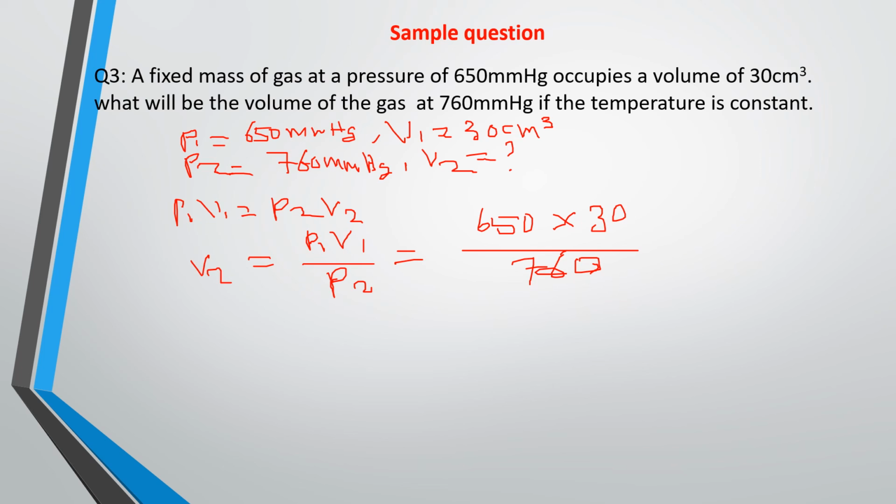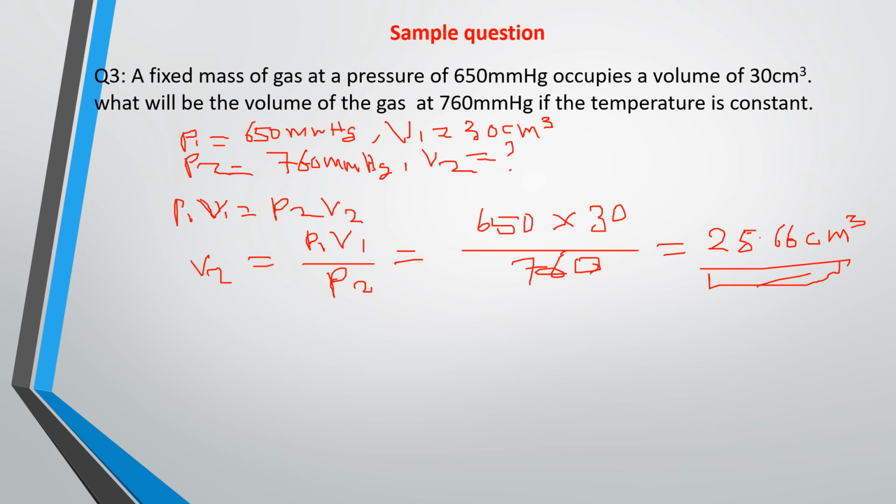So please punch this out in your calculators. If you punch this out in your calculator, you're going to have V2 equal to 25.66 centimeter cube. Okay, so I think this is relatively simple for you to solve. Like I said before, you see that when the pressure is increased, the volume decreases. So when you increase the pressure to 760 millimeter Hg, the volume has decreased to 25.66 centimeter cube. I hope you can relate easily with this equation.